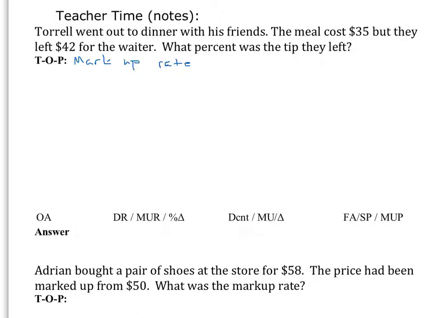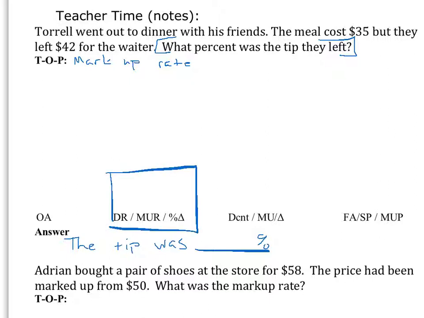All right, so Terrell went out to dinner with his friends. The meal cost $35, but they left $42 for the waiter. What percent was the tip that they left? So, just like yesterday, we have to think about what are we being asked to solve for, what are we given, and then how are we going to get it? So, first thing, it says, what percent is the tip that they left? The tip was blank percent, which tells me what I am solving for. I'm solving for this markup rate, or this percent change, this change in percent that was added on.